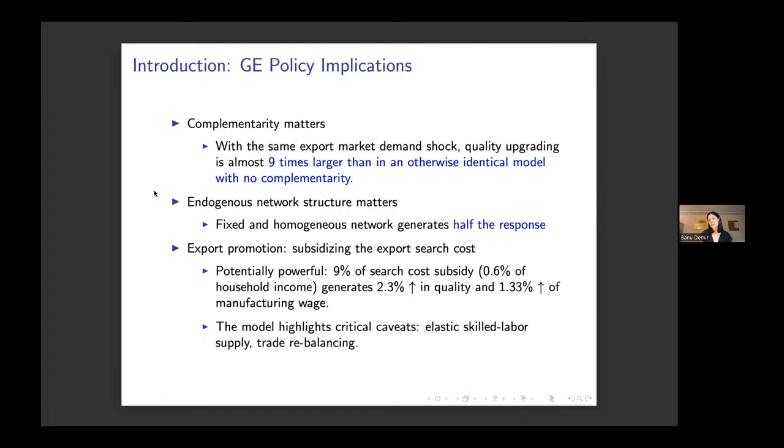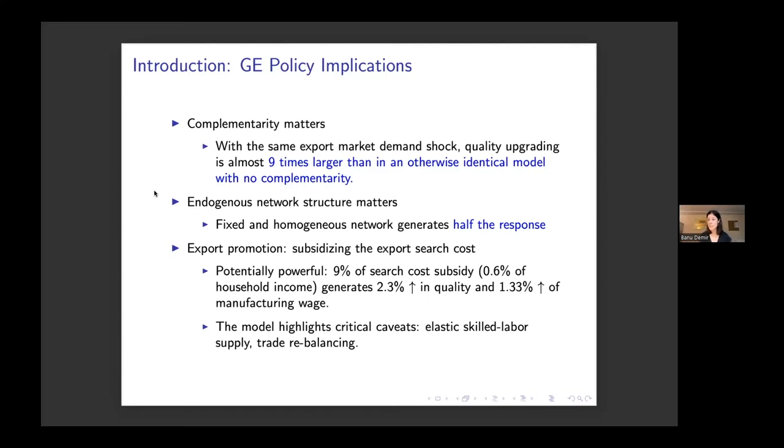Then we can ask, what is the effect of an export promotion policy that subsidizes firms' search for customers in foreign markets? Through the lens of the model, such policies could be quite powerful. For instance, a subsidy that reduces search costs by 9%, which is not a very costly policy in terms of household income, would generate a substantial quality upgrading in the domestic economy and an increase in manufacturing wages. But we make a couple of strong assumptions here.